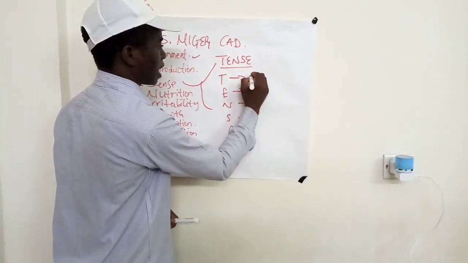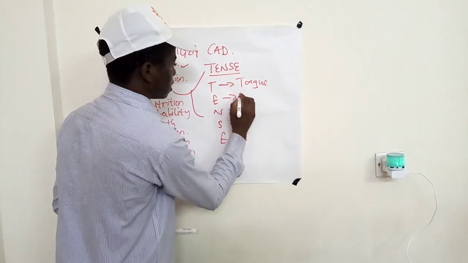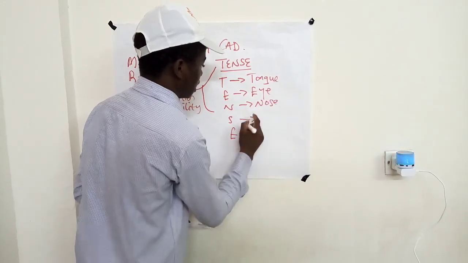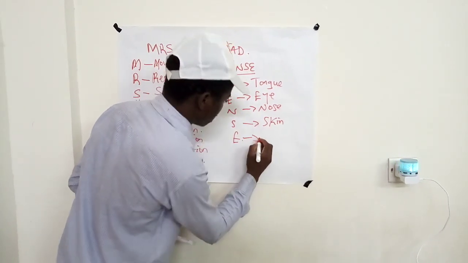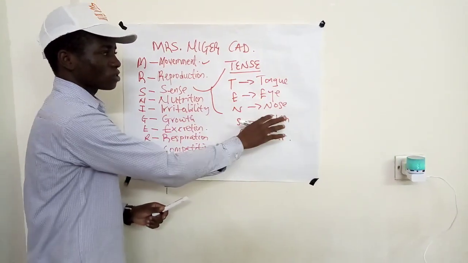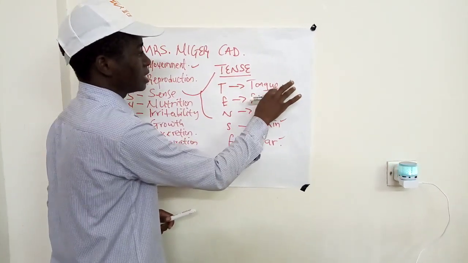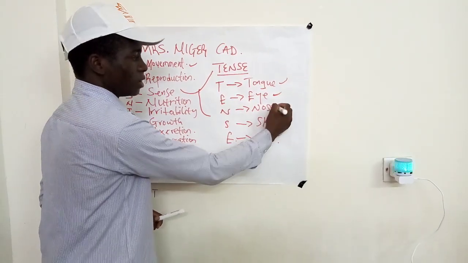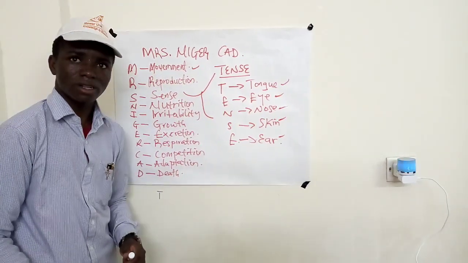In this process, we have tongue. In this, we have eyes. In this, we have nose. In this, we have skin. And in this, we have ear. So these are the 5 sense organs: 1, 2, 3, 4, 5. This is the sense organ for tasting, this one is for seeing, nose for smelling, skin for feeling, and ear for hearing.